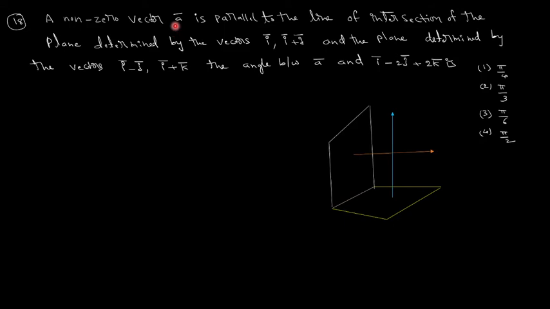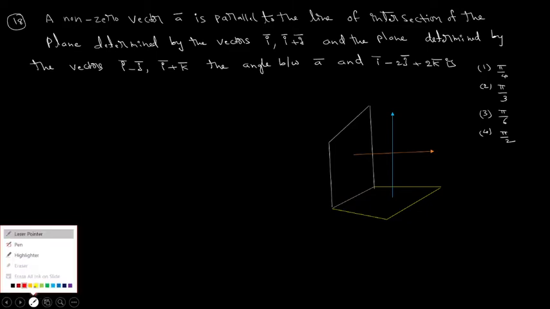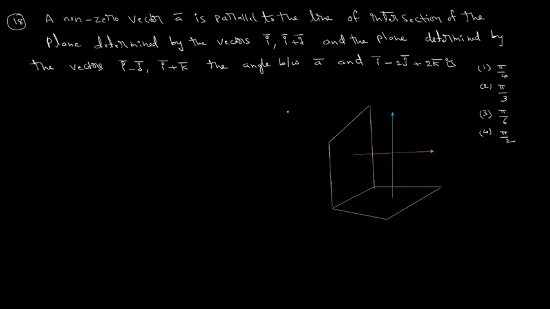Here first a bar is given as a vector, but a bar is not given, so we should find a bar first of all, which is parallel to the line of intersection of the plane determined by the first two vectors and another plane determined by another two vectors. That means here two planes are there. The first plane is determined by these two vectors. I am taking the first plane as pi 1.